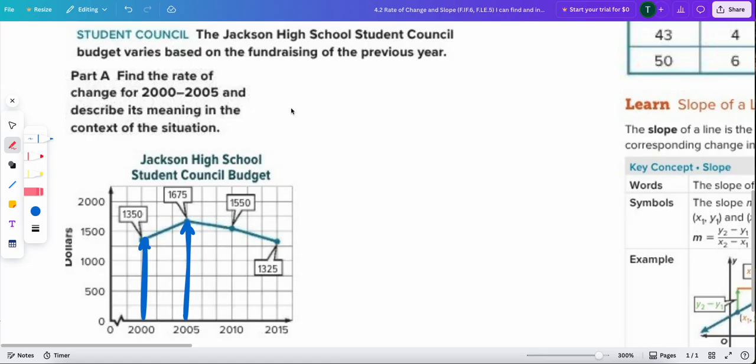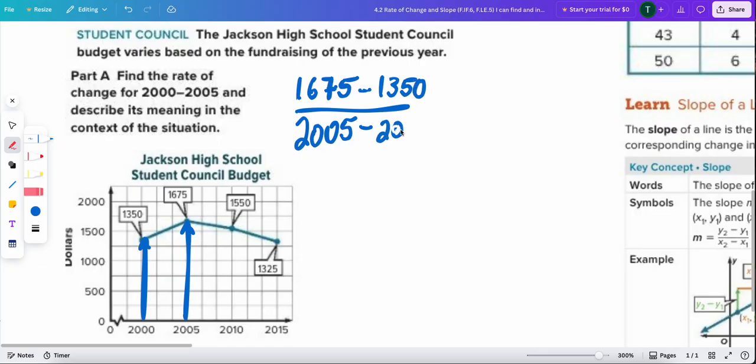So remember, it's change in y over change in x. So if I put 1,675 first, I have to put the year that matched up with it first, which was 2005, minus my other point. So 1,350 minus 2,000. So I would get 5 on the bottom because that would be my denominator. If I subtract those numbers up top, I get 325. So if I divide these, I'm going to get 65.